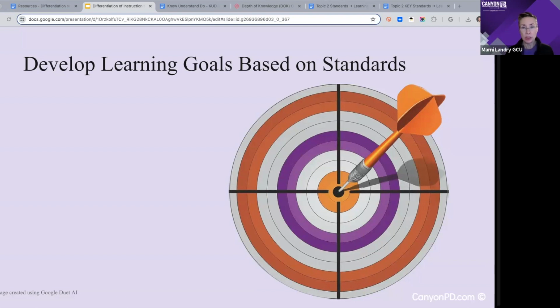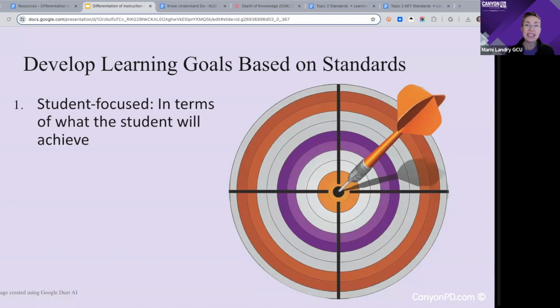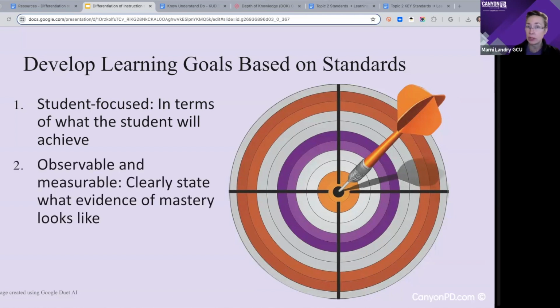So thinking about your learning goals, it's really important to understand that they differ from activity descriptions. When I first started teaching, I really just focused on the activity and the lesson and what I was giving to students, as opposed to thinking about them in terms of what the student will learn and what the student will achieve. It is important that these learning goals, learning targets are observable and measurable.